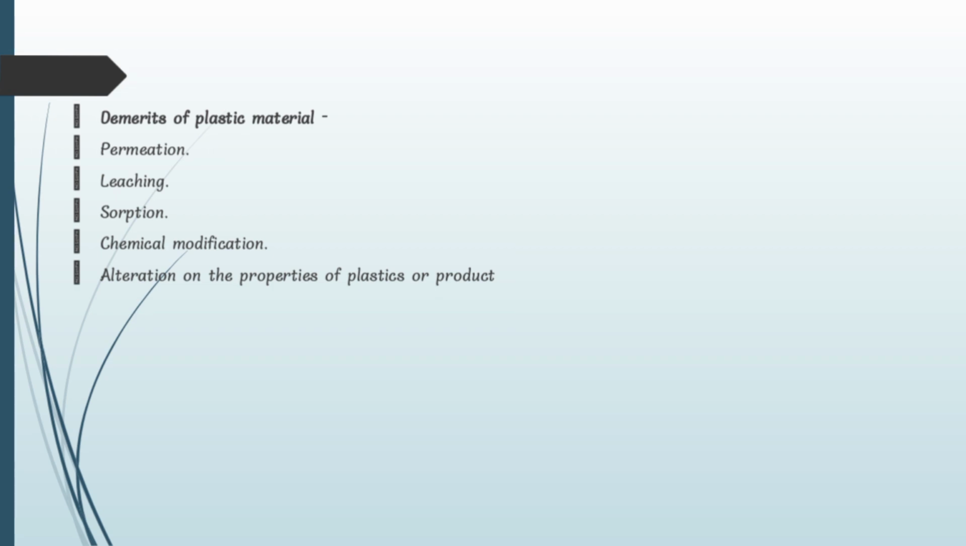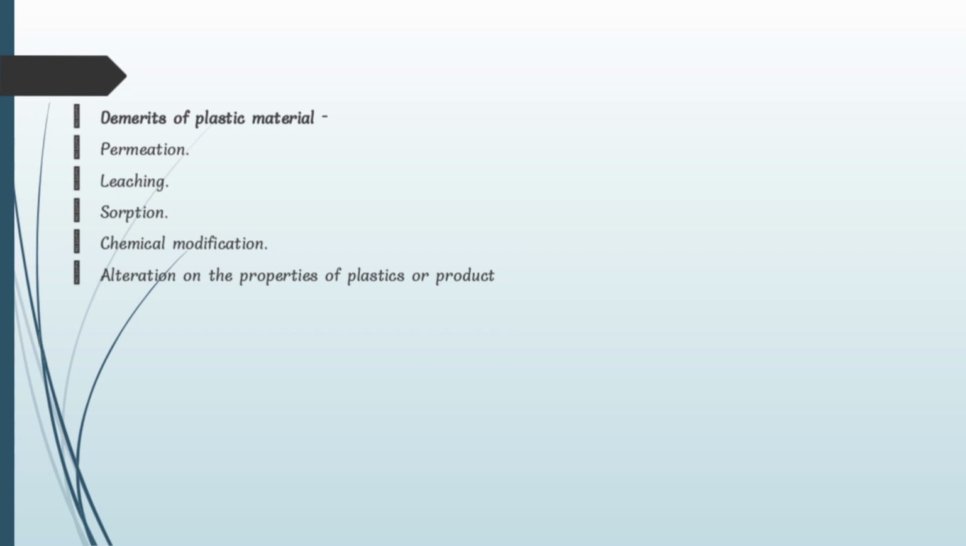Demerits of plastic material: permeation, leaching, sorption, chemical modification, and alteration of the properties of plastic or product. So this is nothing but when plastics are used for the formulation, like large volume parenterals or small volume parenterals, what happens? Permeation is the permeation of vapors, water vapors or so, that occurs through the plastic.